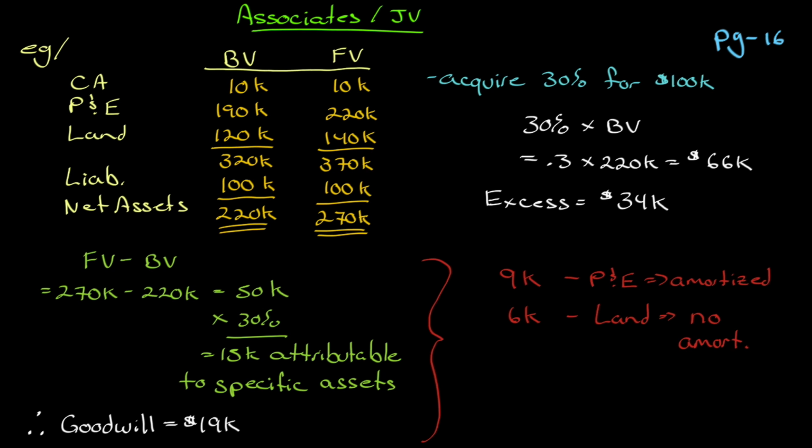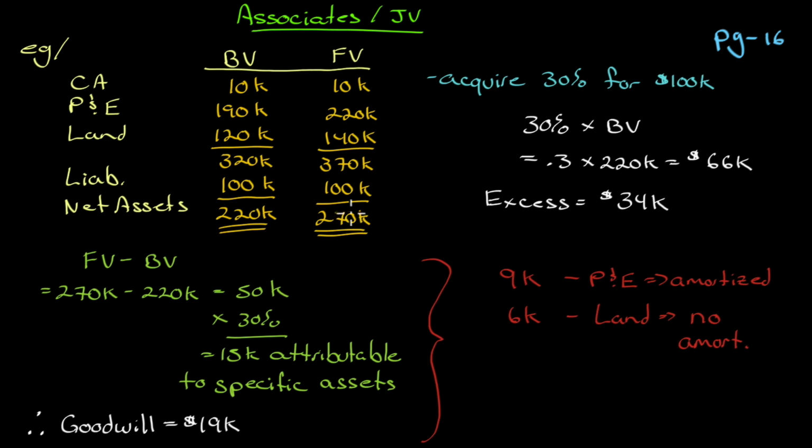Here's our scenario. We have a company. Here's its book value. Here's its fair value. We acquire 30% of this company for $100,000. So we can see our book value, our net assets are $220,000. We acquired 30% for $100,000. So 30% of book value is $66,000. We paid $100,000 for $66,000 worth of book value, so we paid $34,000 more than we can attach dollars to. So we have to figure out, well, what do we do with this $34,000?